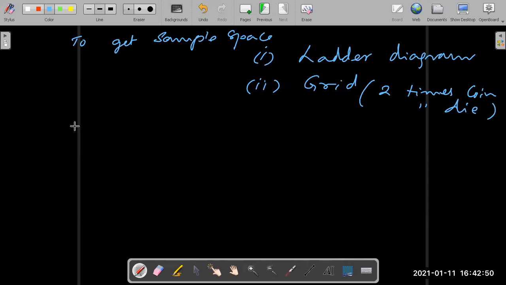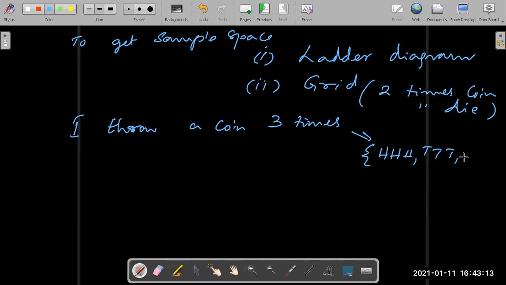What's a ladder diagram? Ladder diagram is, for example, I throw a coin 3 times and I want to list down all possibilities. So one way to list down is, like we'll say H, H, H, and then T, T, T, and putting all the things like this. The other way is, so first experiment, there are 2 possibilities. This is what the ladder diagram is.